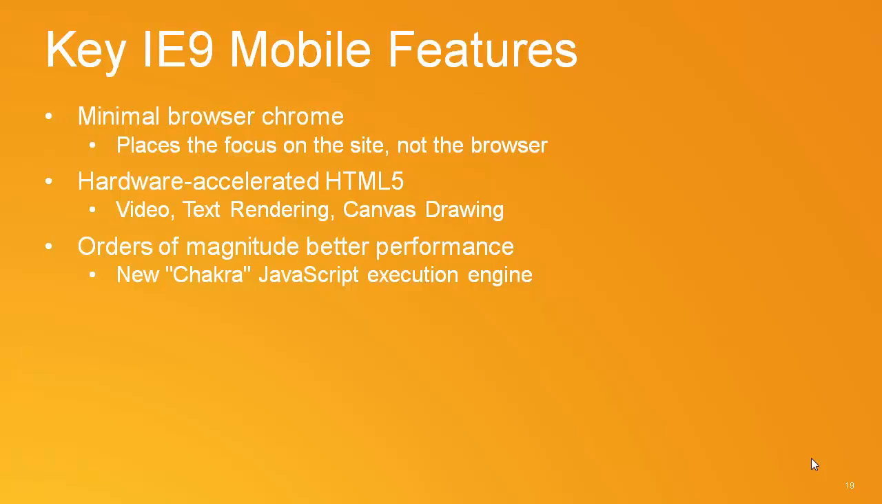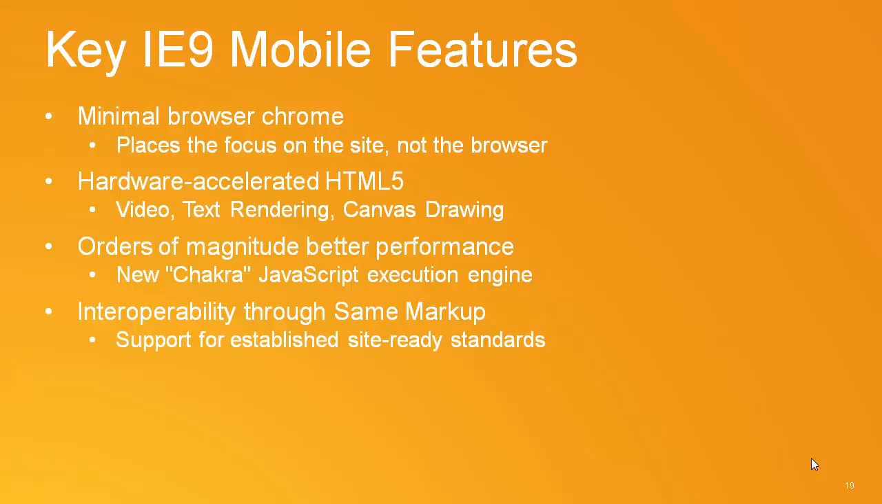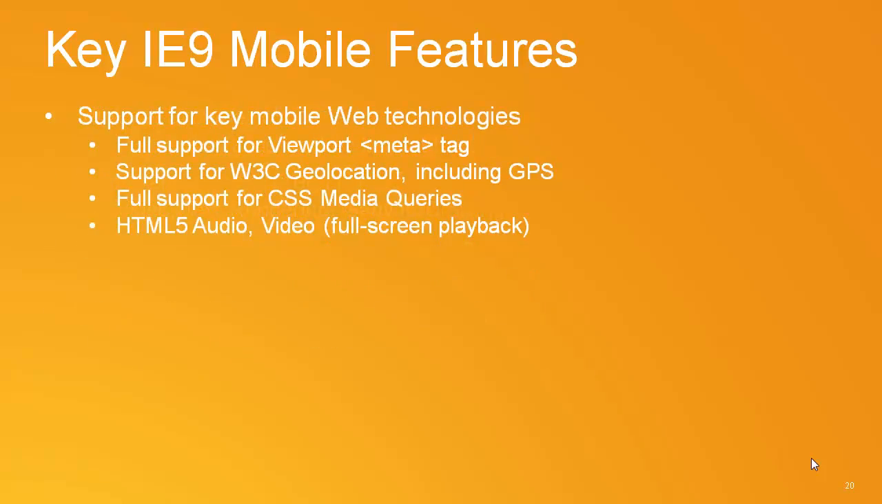Also, it brings orders of magnitude of better performance. As we were talking, the new Chakra engine is now embedded in the browser, and that's, as you saw in the previous presentations, a very high increase in terms of performance in the JavaScript execution. We also have interoperability through the same markup. That means support for established site-ready standards. All of the HTML5 and all the things that we talked about in the previous slide are being supported.